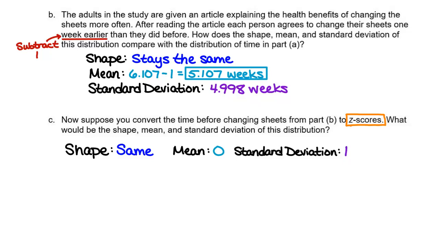Remember, variability does not change by adding or subtracting. Variability only changes by multiplying or dividing. If we are both adding or subtracting something and multiplying or dividing, we follow order of operations. And that would only affect my mean because adding and subtracting only affects the mean.